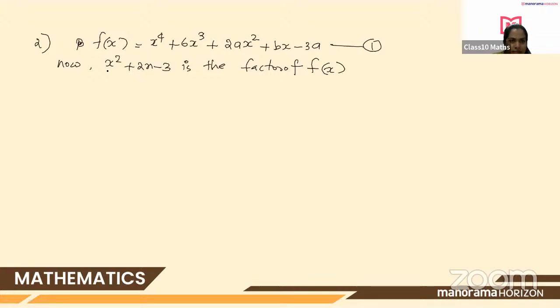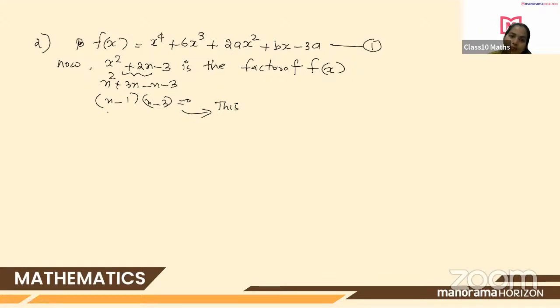Now factorize this polynomial, that is x square plus 2x minus 3. By splitting the middle term, we get x square plus 3x minus x minus 3, which is equal to x minus 1 into x plus 3 is equal to 0. And here we get two factors, x minus 1 and x plus 3. If x square plus 2x minus 3 is a factor of f of x, then these will also be factors of f of x, is it?